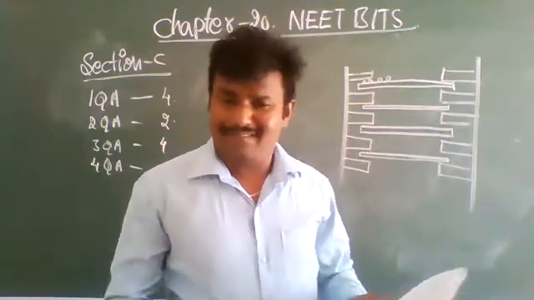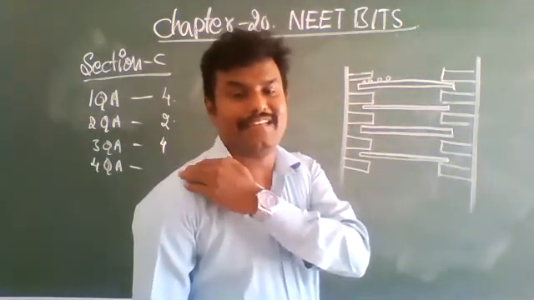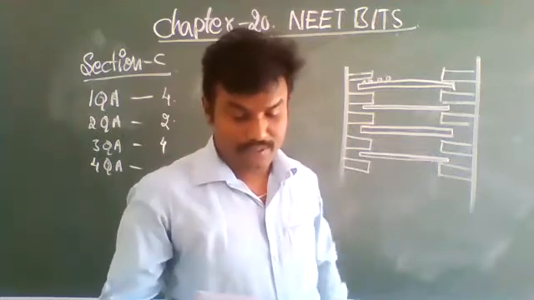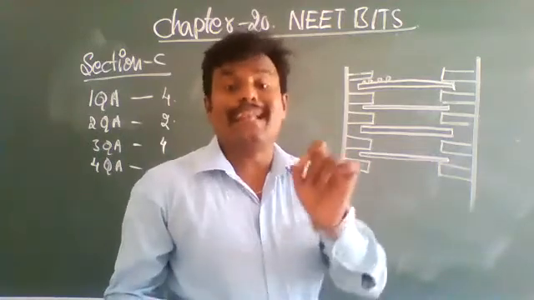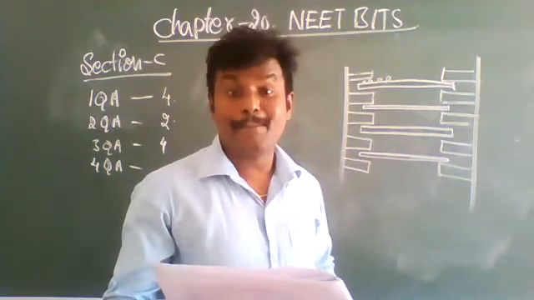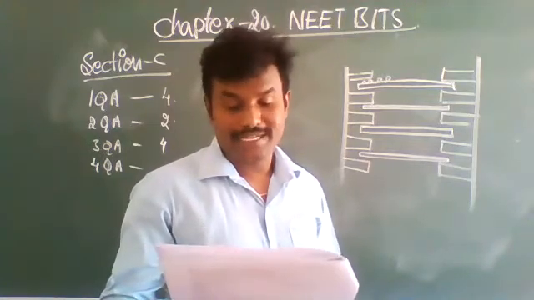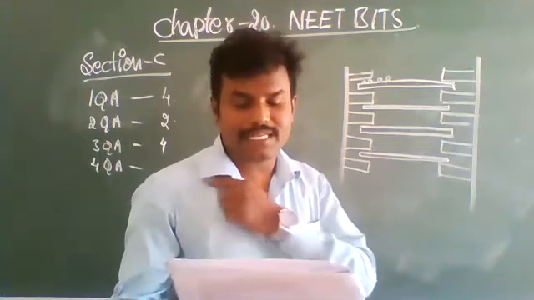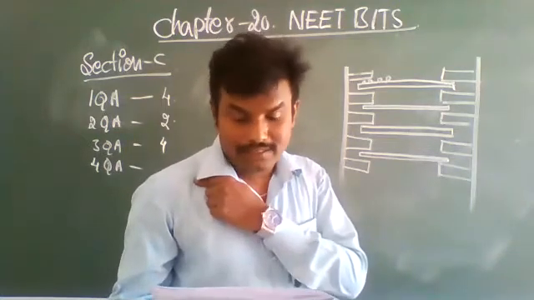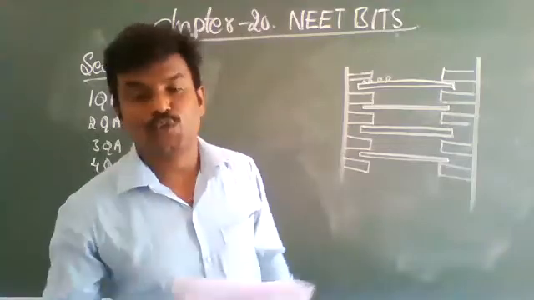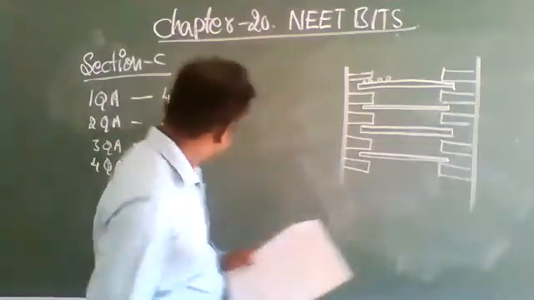Clavicle with acromion. This is the clavicle. Clavicle with acromion, not related to the glenoid cavity. Scapula with acromion, not. Clavicle with scapula, not. The glenoid cavity attaches with the humerus and forms the shoulder joint. So the first option is correct.